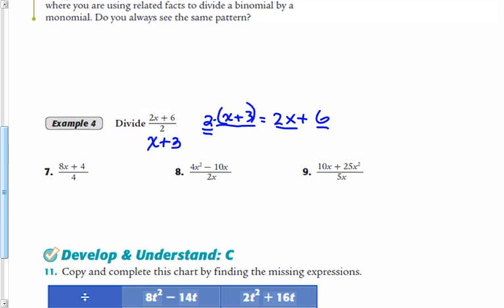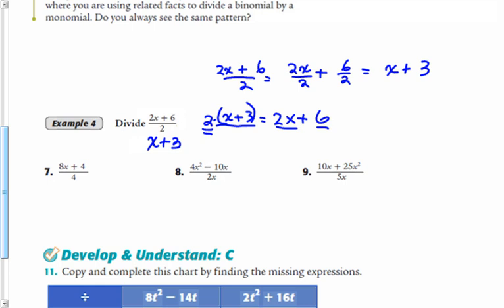Now some of you might notice this. Another way to think of dividing by 2, and I'll give you a couple ways to think about this, is when you're dividing by the same number, an expression like this, a binomial, you can split up that division like you use the distributive property. So I can divide the 2x by the 2, and then I'm going to divide the 6 by the 2. Well, 2x divided by 2 is just 1x, and 6 divided by 2 is 3. So that's another way you can think of that.